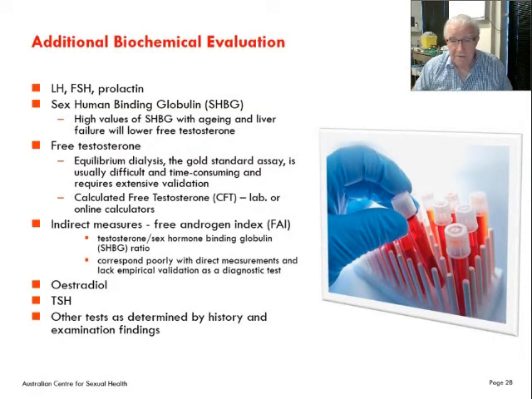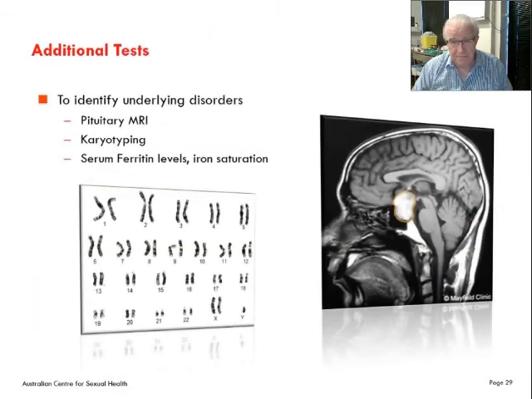Indirect measures, such as the free androgen index, correspond poorly with direct measurements and lack the empirical validation required as a reliable diagnostic test. The level of sex hormone binding globulin, SHBG, should be measured and will increase, as already mentioned, as men age and in men with liver failure, resulting in low levels of unbound physiologically active free testosterone. In addition, we should look at estradiol, at TSH, and perform any other tests which may be determined by the patient's history or the findings on physical examination.